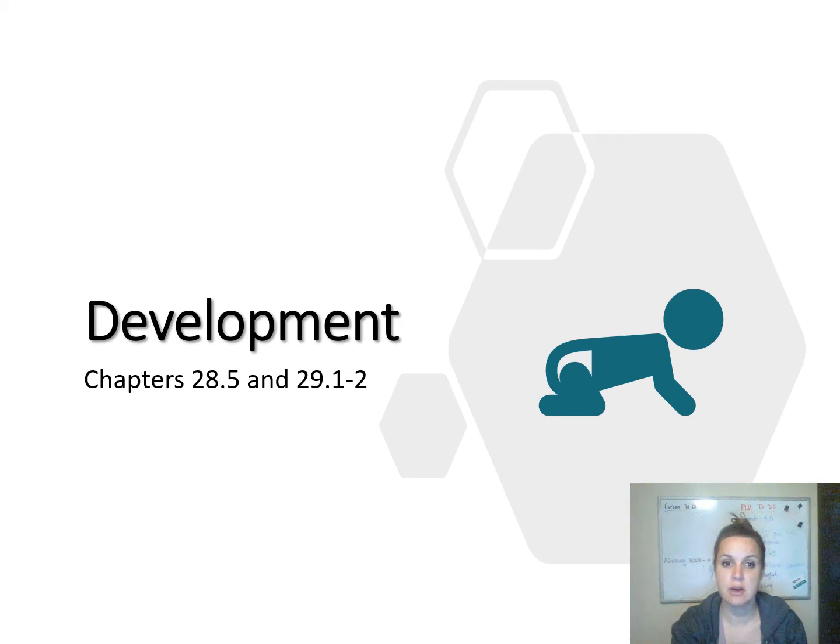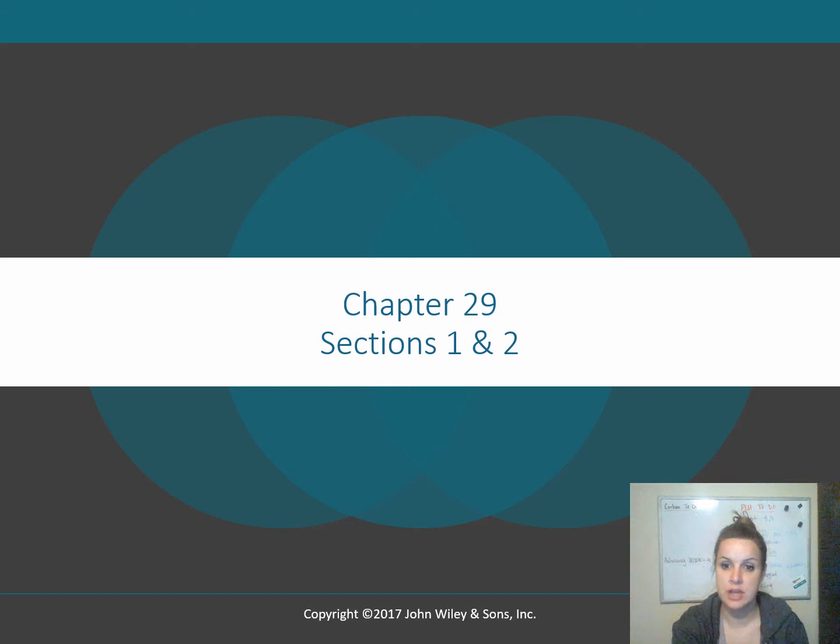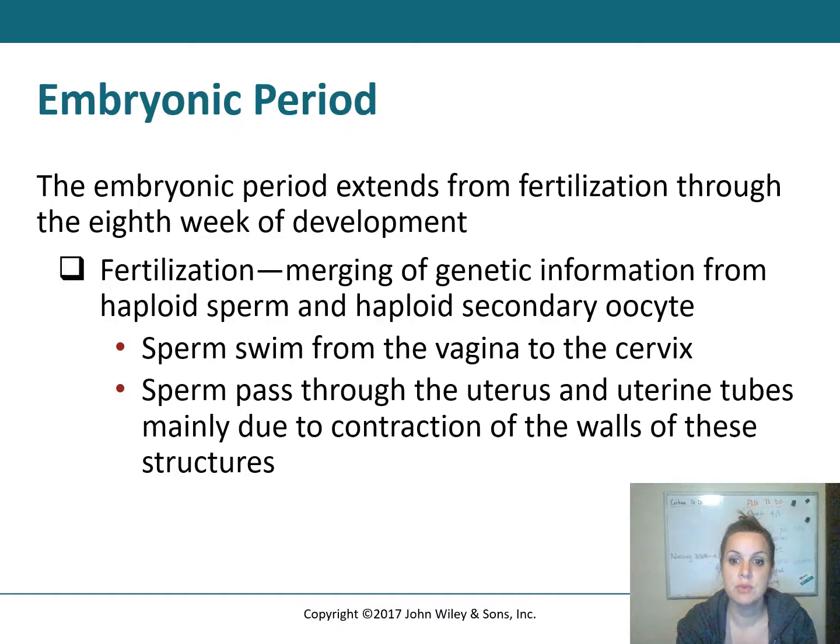We're going to be talking about development, and this is going to include sections both from chapter 28 as well as chapter 29. So let's start with chapter 29. The embryonic period extends from fertilization through the 8th week of development, and then afterwards it's called the fetal period.